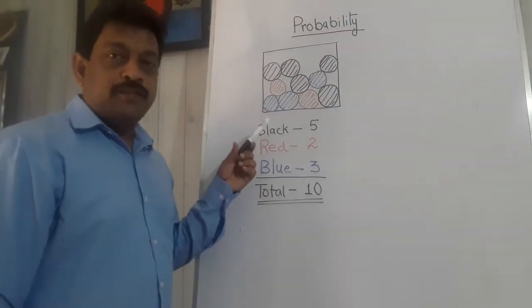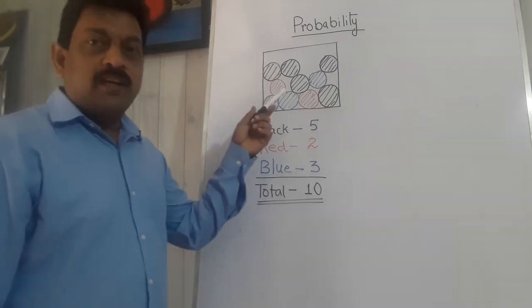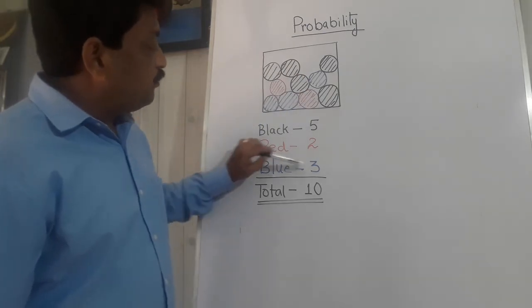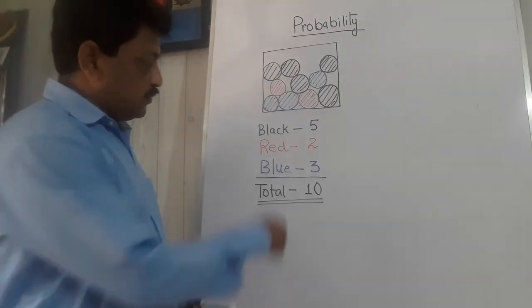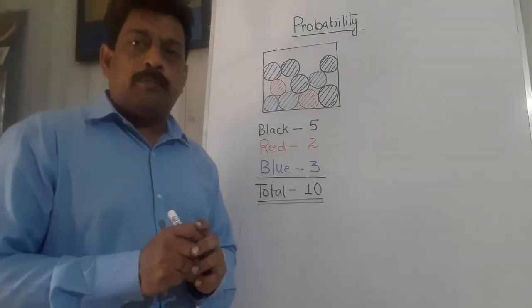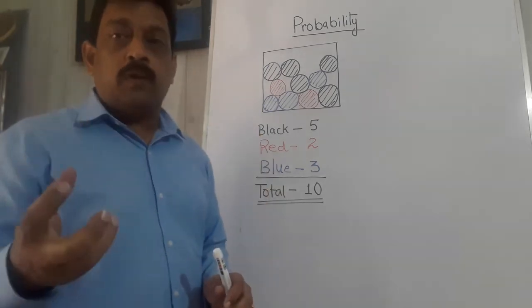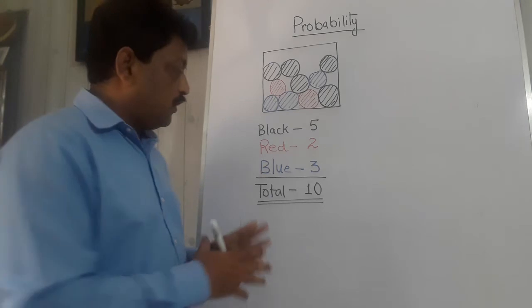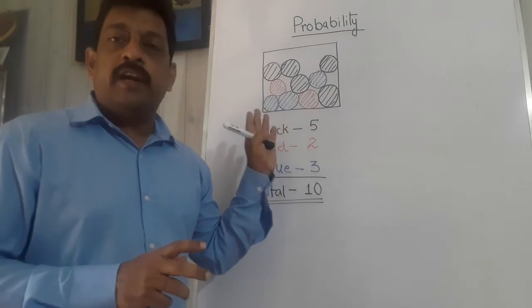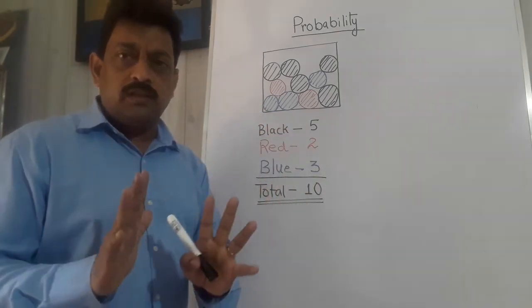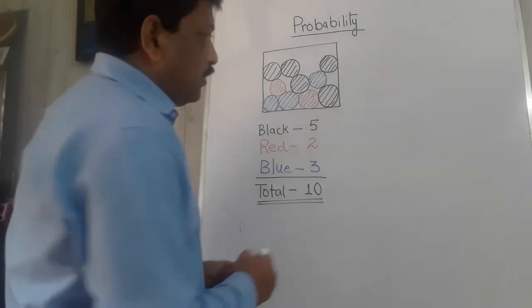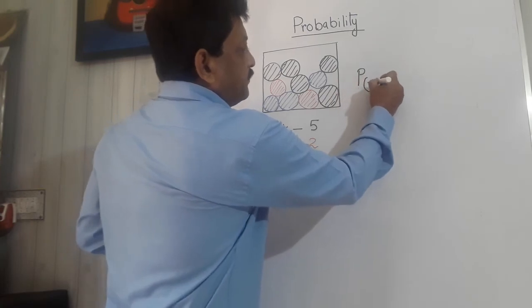Now see this very interesting question. A box contains 5 black balls. You can see the colors. 3 blue balls and 2 red balls. So total there are 10 balls. All the balls are mixed thoroughly. Now without looking into the box, we have to take a ball and find its probability of a particular color. Suppose the question is, if a ball is drawn at random from the box, what is the probability that the ball drawn will be a red ball? So probability of getting red.